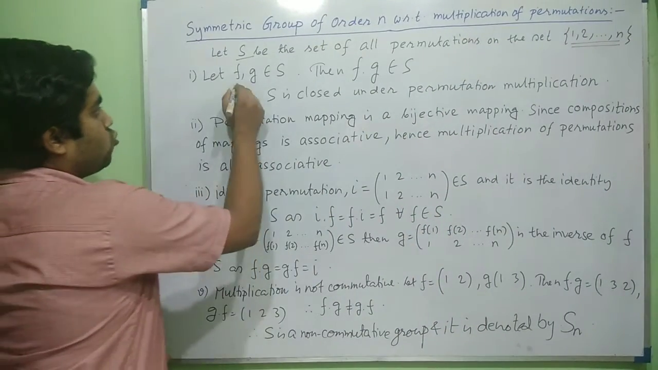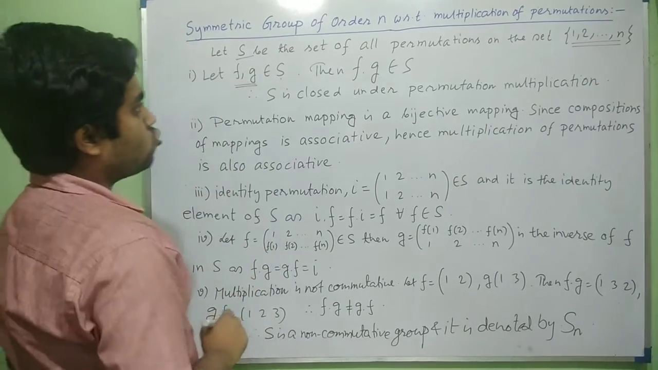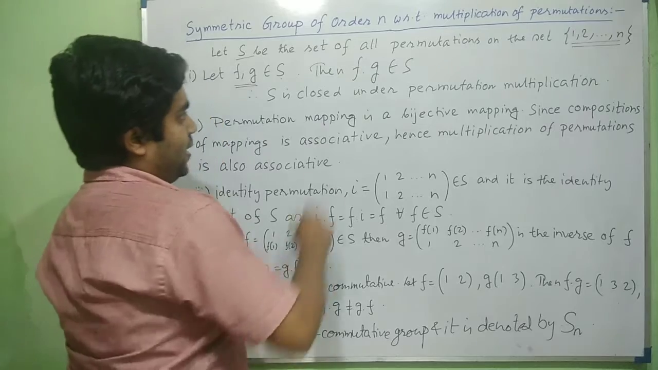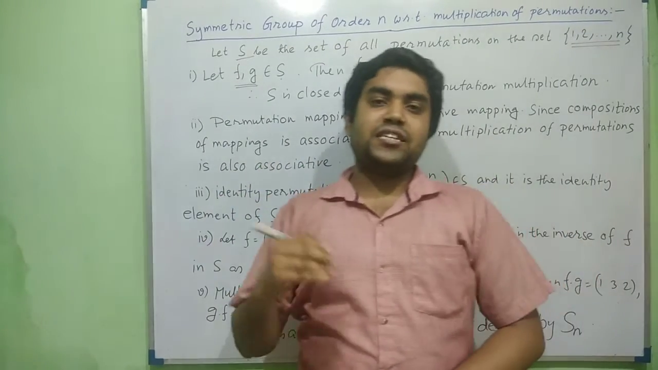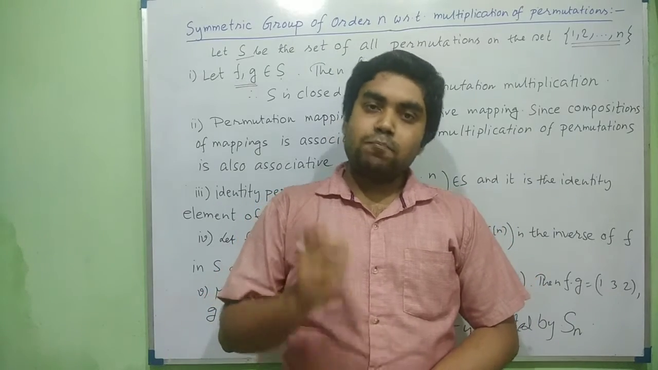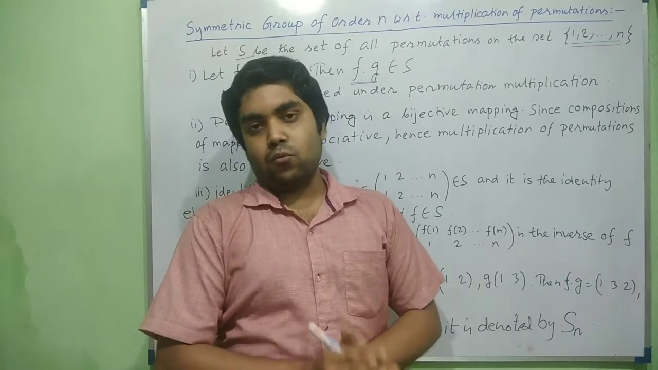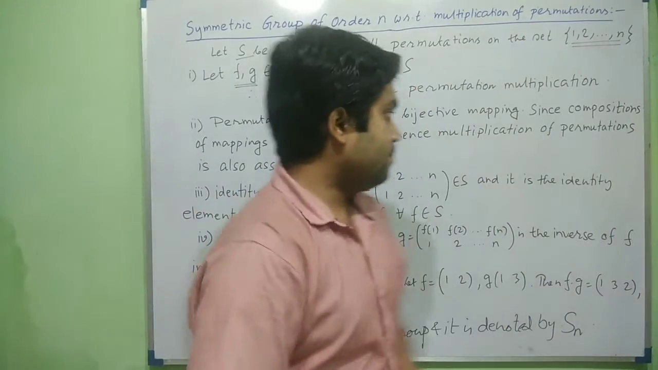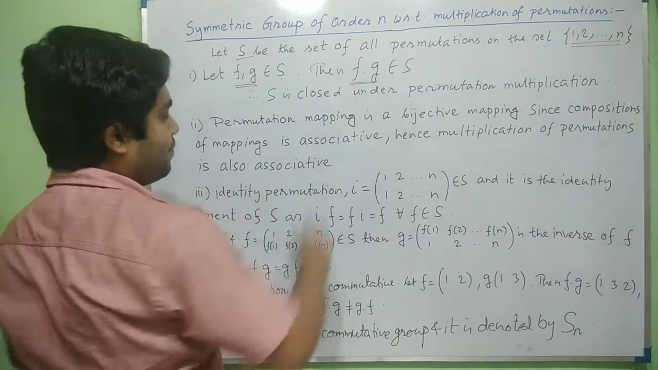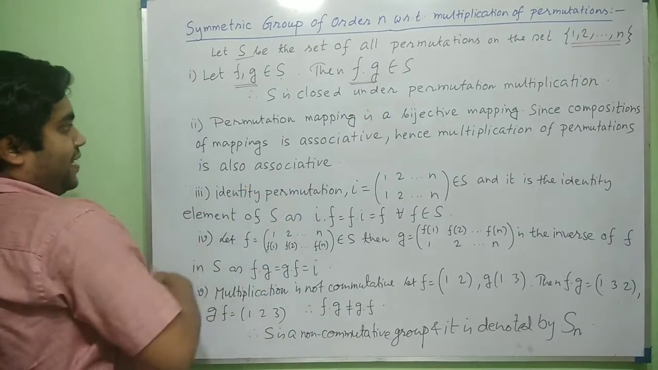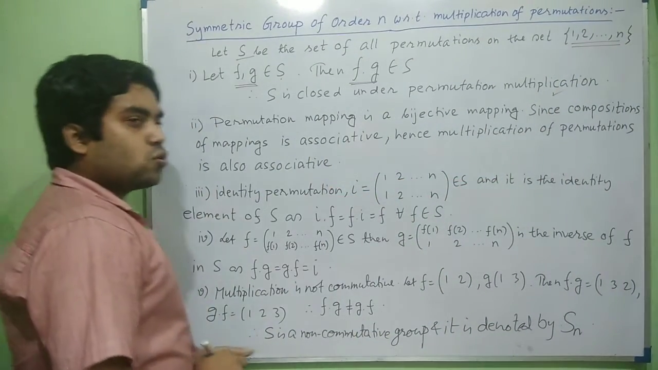So we consider two elements f and g in S, that is f and g are two permutation mappings. Clearly then f dot g belongs to S, because we know that multiplication of permutation mappings of the same order must give us another permutation mapping of the same order. So f dot g belongs to S, and this result must hold for all f, g belonging to S. So we can say that S is closed under permutation multiplication. This is the closure property.